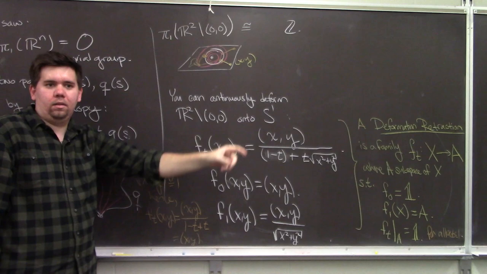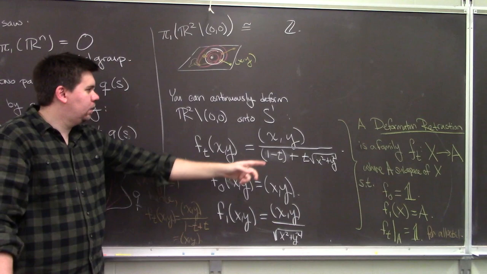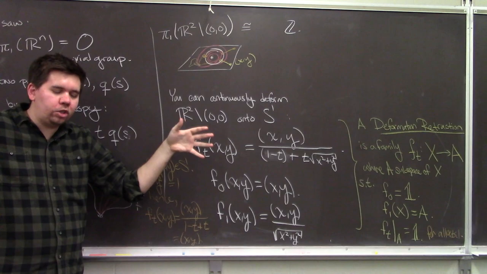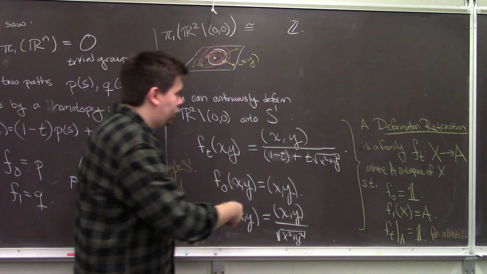Okay. Why are we going through this? Because think about what's going on here. I have a way of squishing my whole space onto some subspace. And if I'm able to squish my whole space onto a subspace, then you can think about what goes on with paths, right? So for this, here's our proposition.